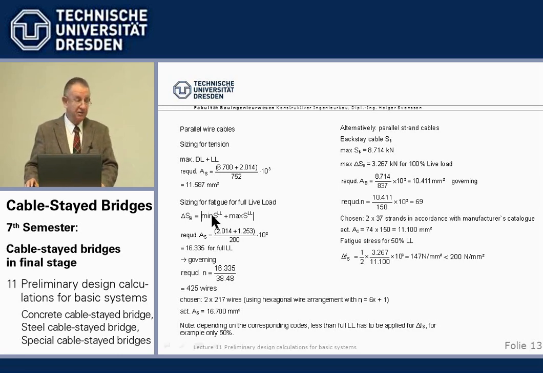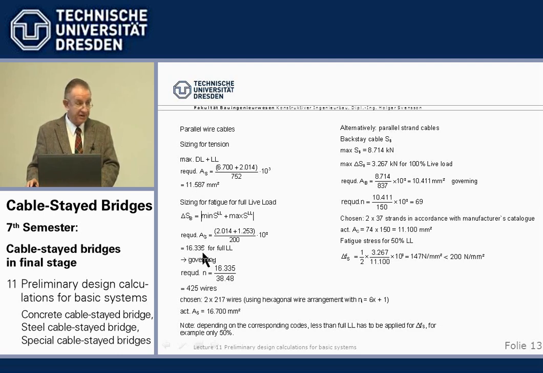Now we have to check for fatigue load. Now the fatigue load is the absolute of the maximum and the minimum live load from the two load positions. We had plus 2014 and minus 1200 as compression, so that's the range. And we divide, in this case, by the 200 Newton per square millimeter permissible fatigue range, and see what the required area for fatigue is.